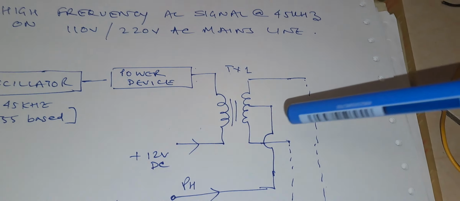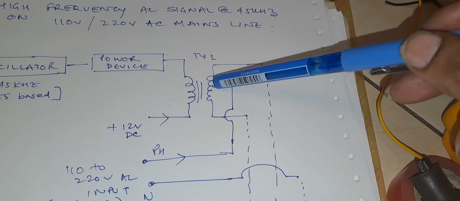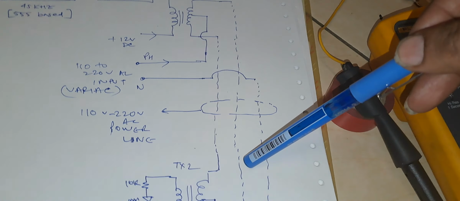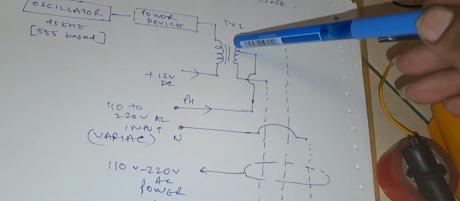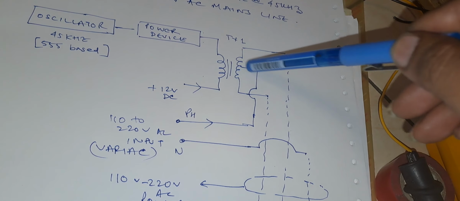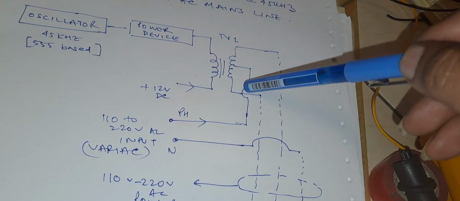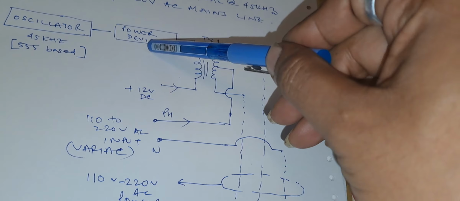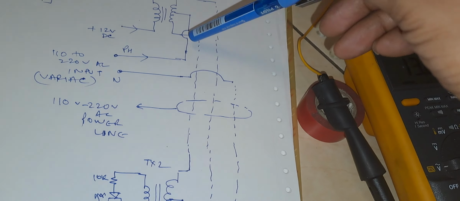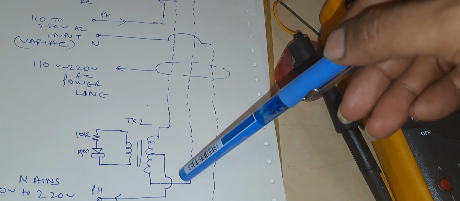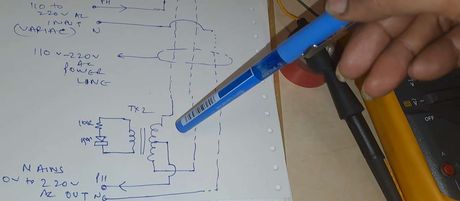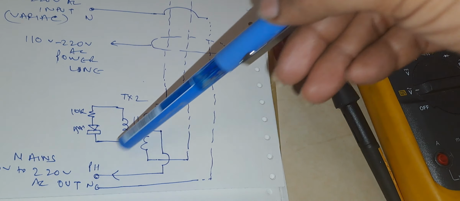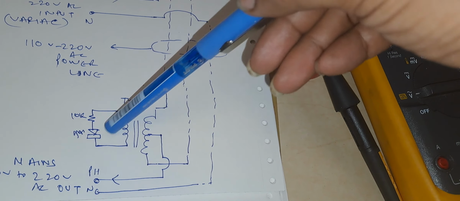So now, as you can see here, the mains line is coming like this, and it will travel all along to the receiver. And the high frequency signal will be modulated on the transformer. So the mains signal will carry this signal as well. So this is a modulation. As a result, both signals will travel, and it will come here. And here you can see, we can take out the mains line like this. So the power line can be taken out like this, and the signal will come out like this.